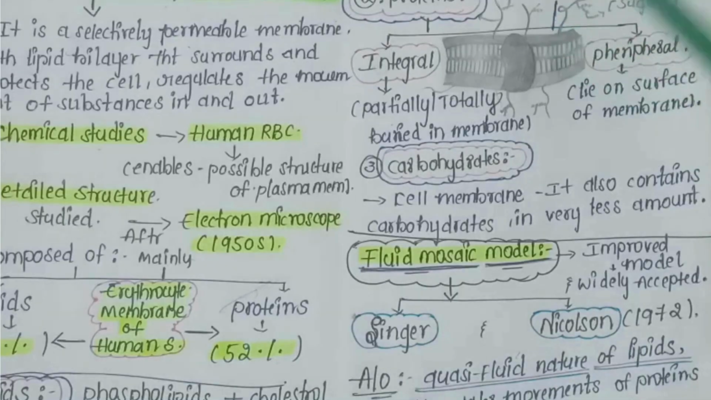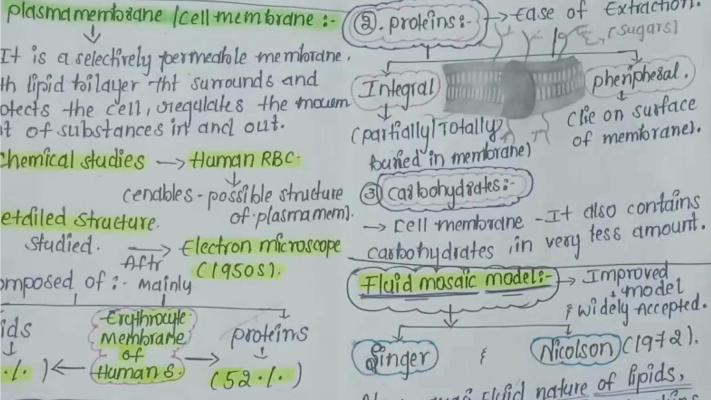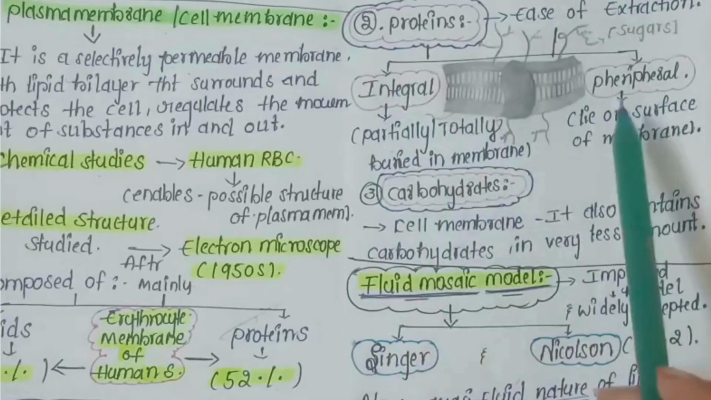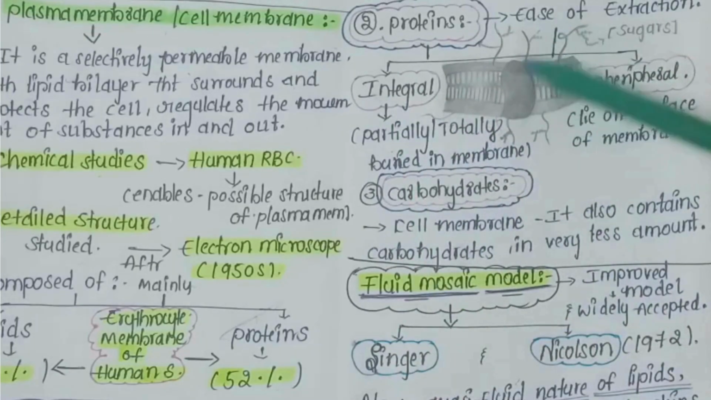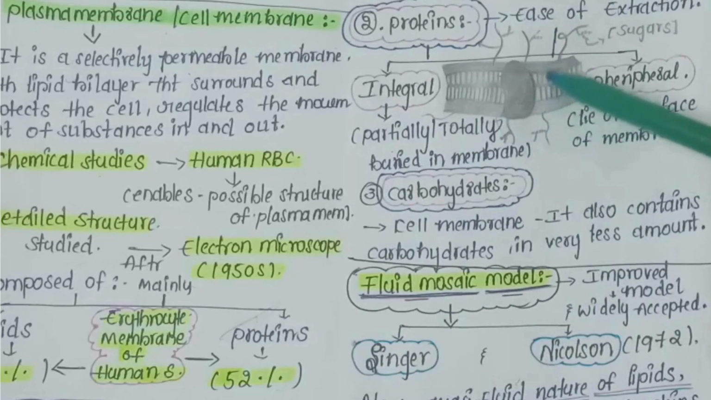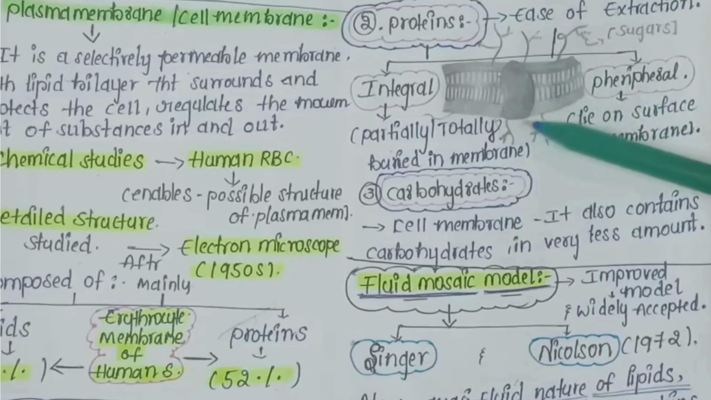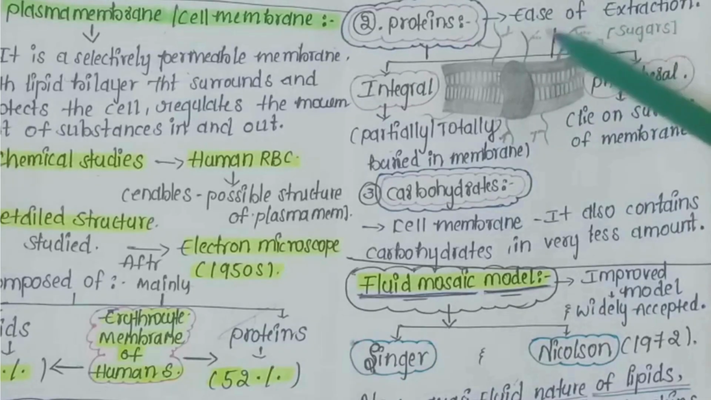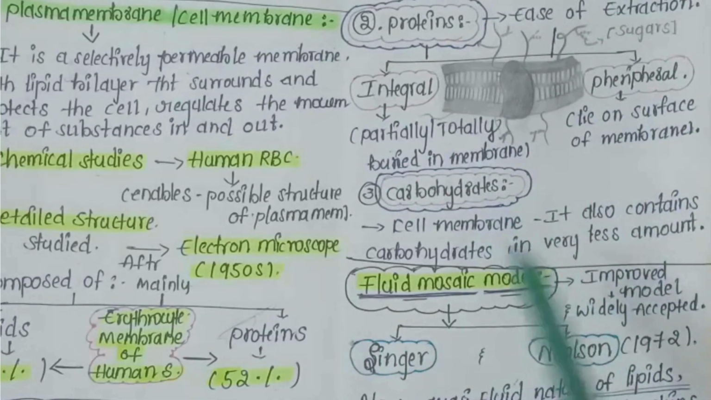Coming to the proteins, on the basis of ease of extraction, these are classified into two types: integral proteins and peripheral proteins. Integral proteins are partially or totally buried in the membrane. These are also known as transmembrane proteins because they are present throughout the lipid bilayer. The peripheral proteins lie on the surface of the plasma membrane. Carbohydrates, as we already discussed, are present in very small amounts.